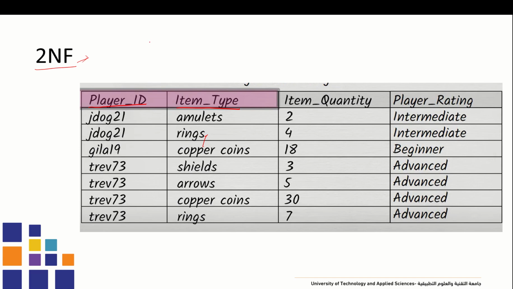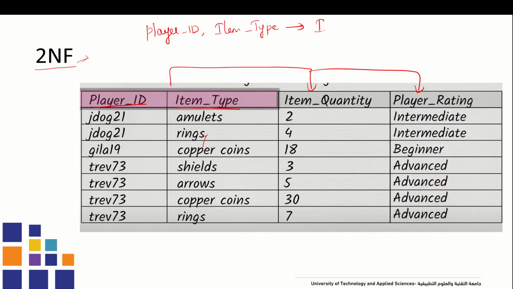So how will you convert to second normal form? What is the condition for second normal form? Fully functionally dependent. It should be fully functionally dependent, right? So if you have 2 primary keys, it should be fully functionally dependent. So here you have 2 primary keys. So let's write the dependency. Okay, let's write the dependency. So I will write player ID, item type determines item quantity.